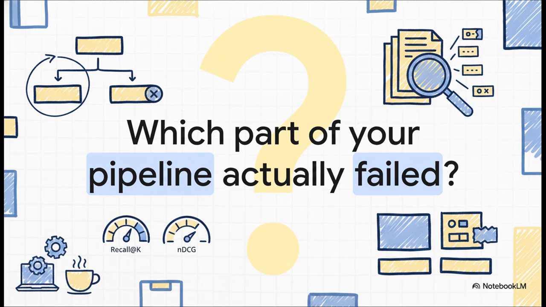Which brings us to our final thought for you to chew on. If your LLM gives a bad answer, what part of your orchestration pipeline actually failed? Was it the retrieval recall? Was it the re-ranker's precision? Or was the context truncated somewhere along the way? Answering that question requires diving deep into our evaluation metrics like recall at K and NDCG, tracking the logs, and monitoring overall system health. That right there, that is the real work of engineering a true end-to-end RAG system.